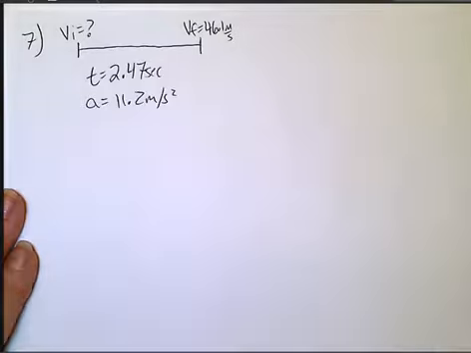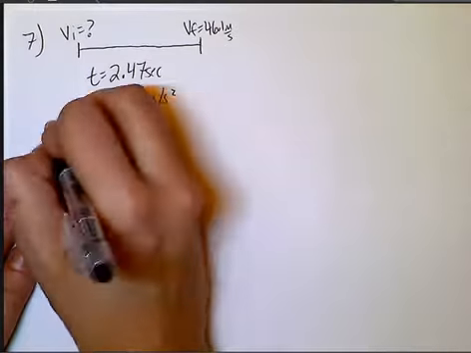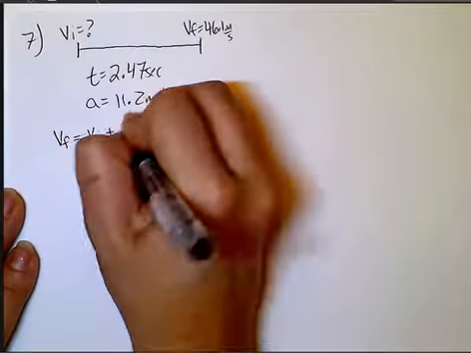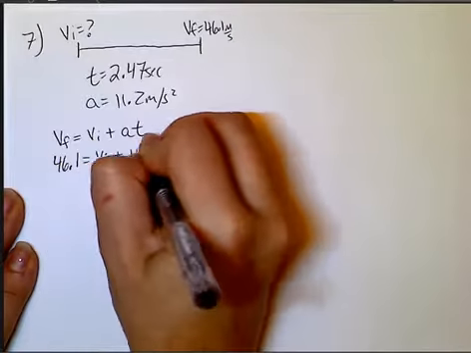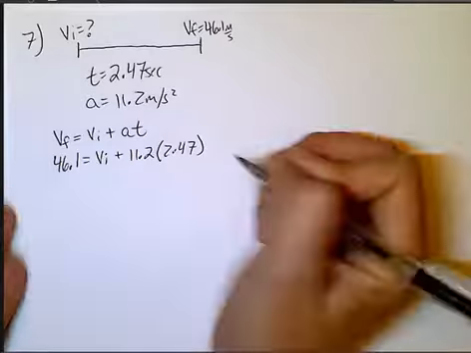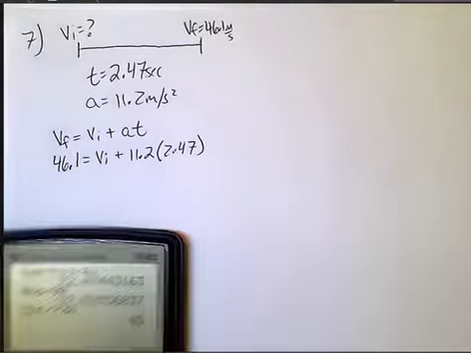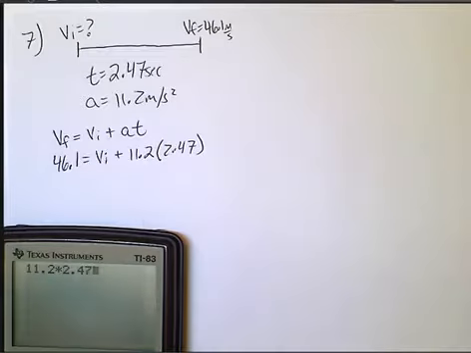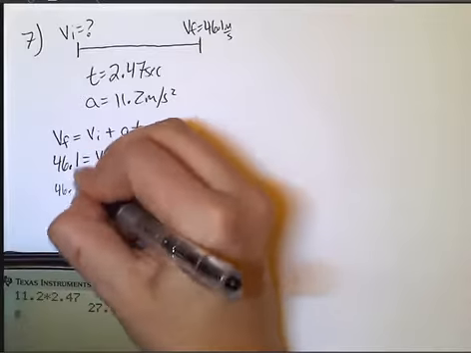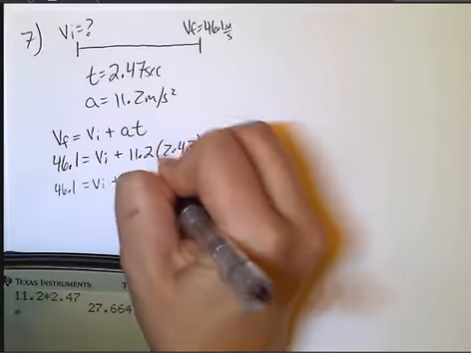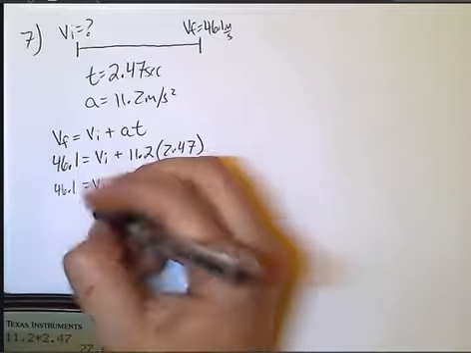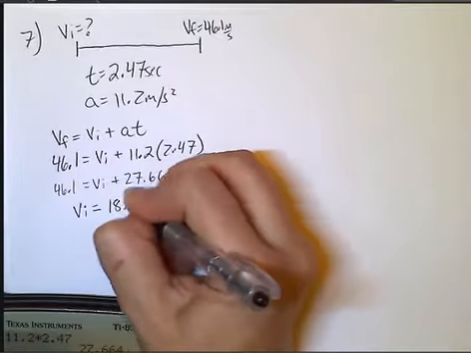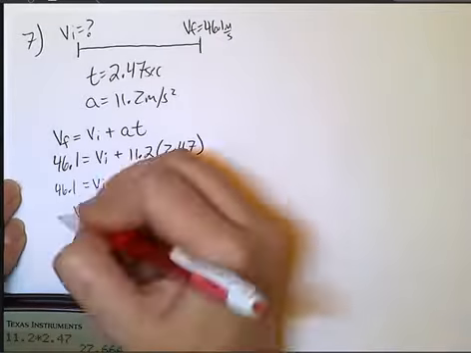Out of the colored equations, you can pick the pink one or the blue one. They're the same equation, just rearranged. The blue one is easiest, I think, for this, but it doesn't matter as long as you do it correctly. You'll get the same answer both times. So I've got 46.1 equals my unknown plus 11.2 times 2.47 seconds. Then my calculator: I have 46.1 equals VI plus 27.664. I subtract that from both sides and find that the initial velocity for this section is 18.44 meters per second. So that right there is your answer to part A.